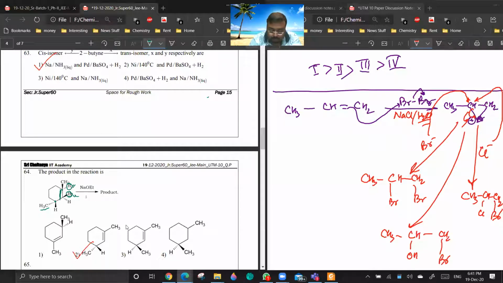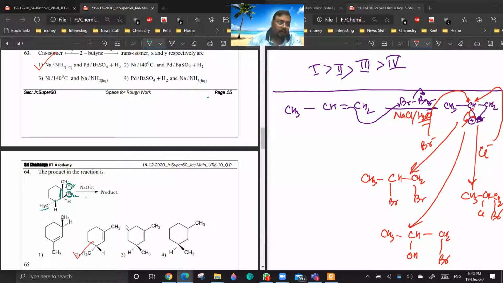Can you say how to remember whether we require a down one or an up one? See, it is anti-configuration. So if the leaving group is up, you have to look for the down configuration. There is nothing to remember here. Anti means if the orientation of the leaving group is up, you have to look for a down beta hydrogen. If the orientation of the leaving group is down, you have to look for an up beta hydrogen. Is it clear?